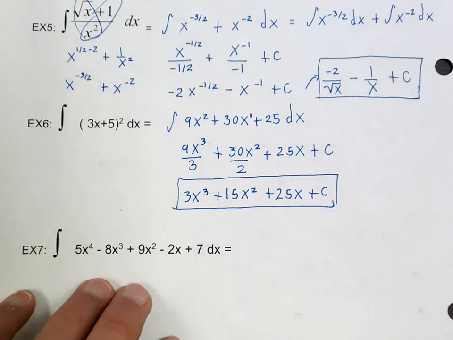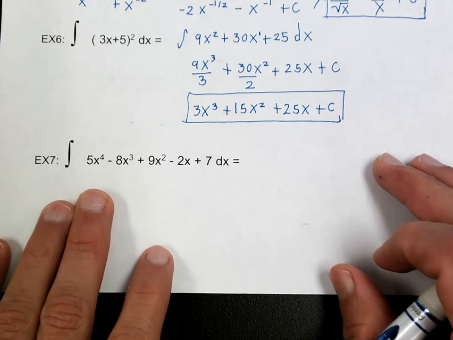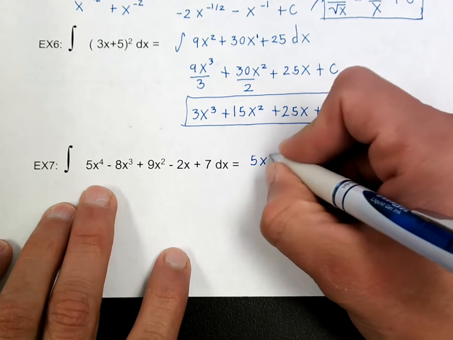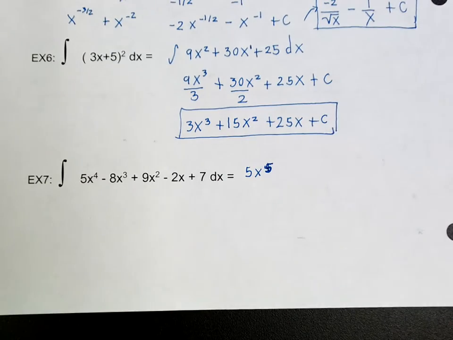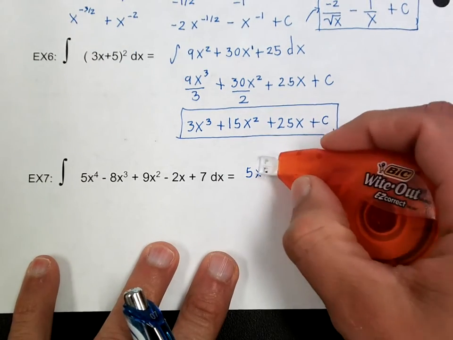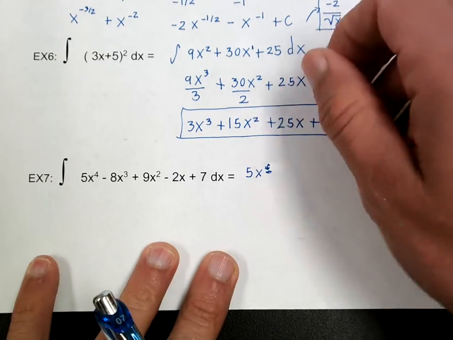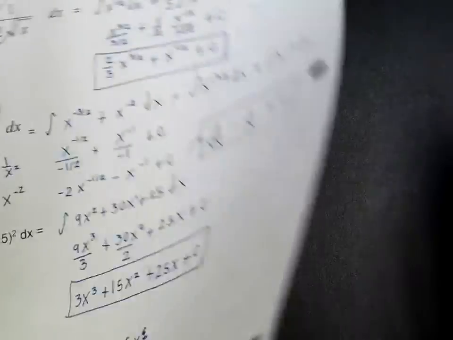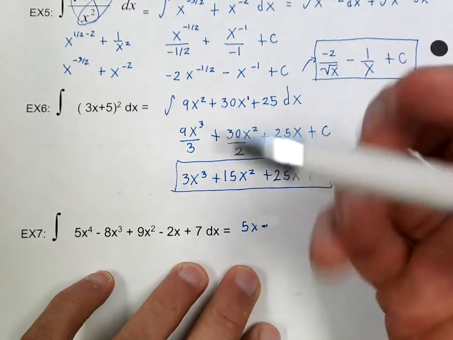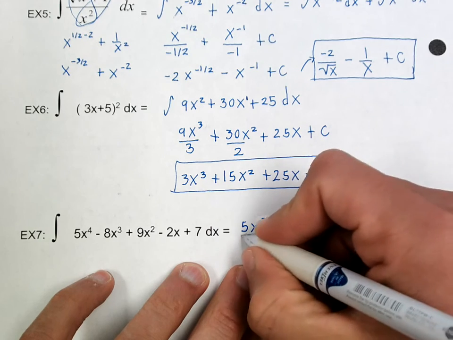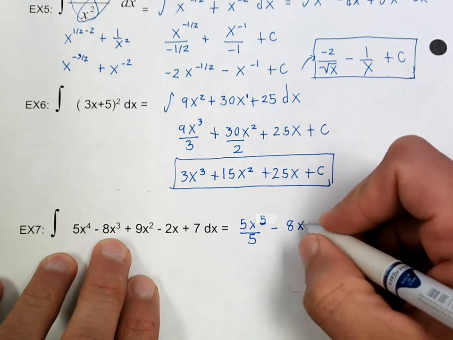Alright, finally on example 7, this is simple. There's no need to simplify anything. Let's just take the integral as it is. So remember, I'm going to add 1 to this power. So I guess that should be a 5th power here. Sorry, let me erase that. It's kind of messy here. Over 5 minus 8x. Remember, this is to the power of 3, so I'm going to add 1 to the 3rd power.